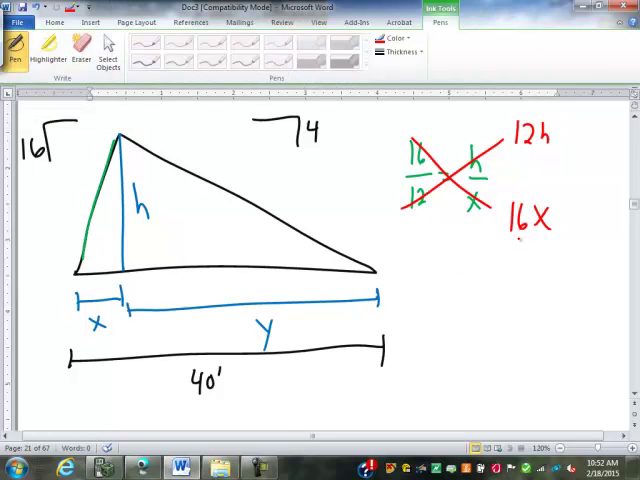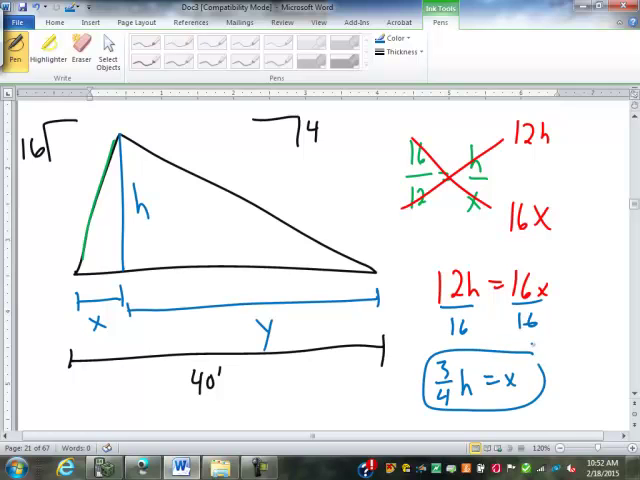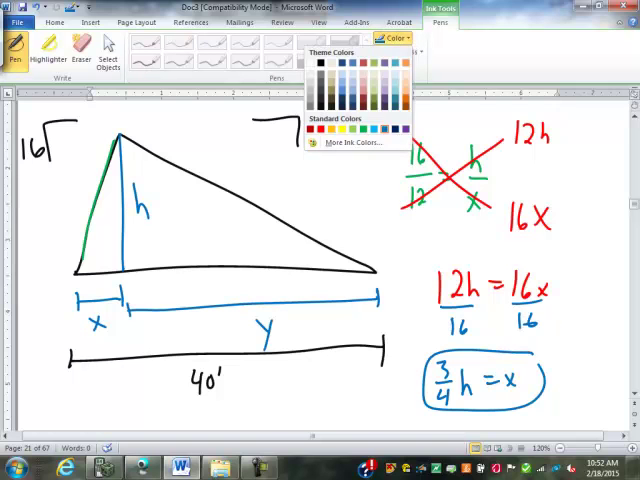So 12h equals 16x, dividing by 16, 3/4 h equals x. There's one of them. Did you get the other side?